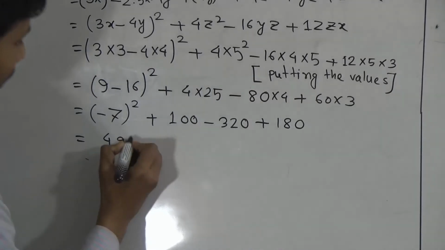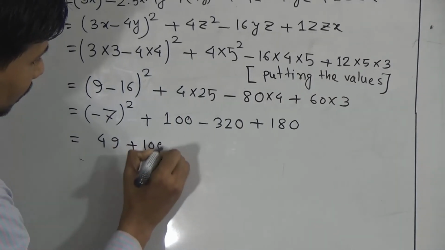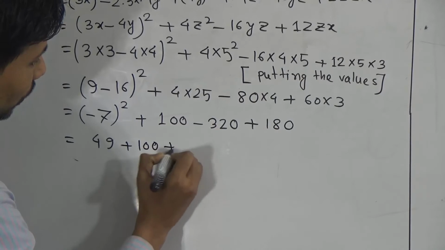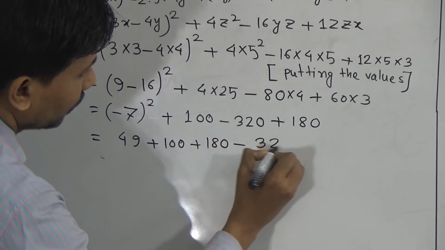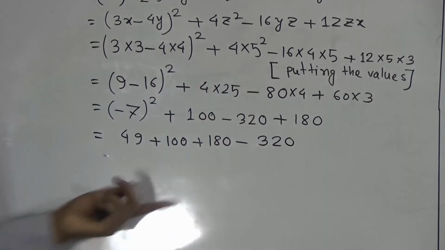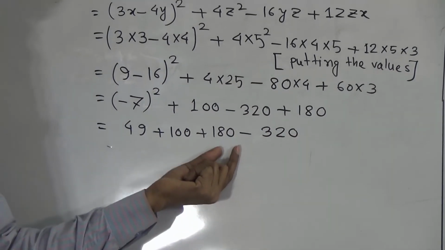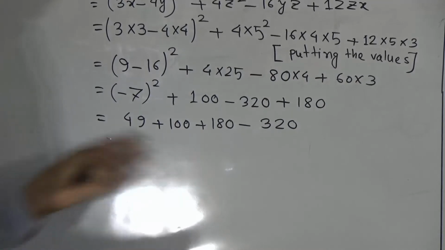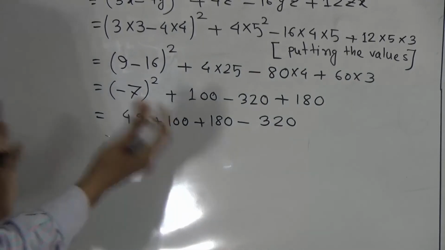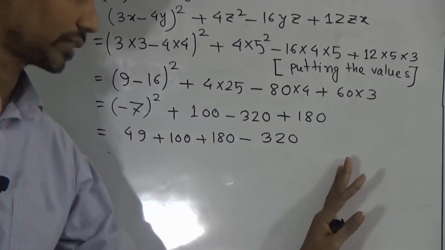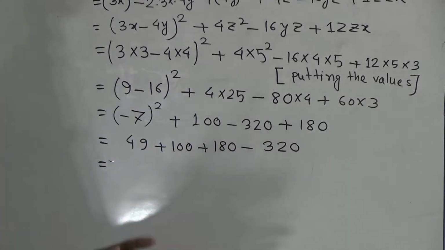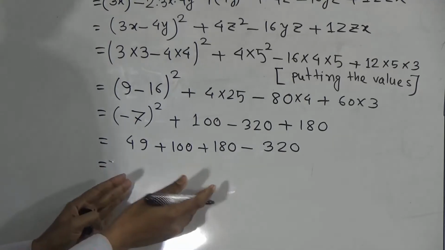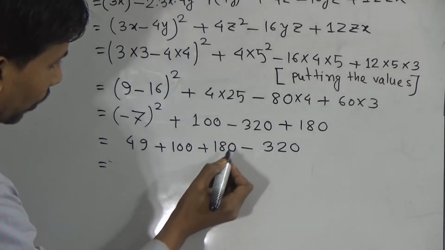Now this is plus 100, then 180, then minus 328. Look, I have arranged here all the positive numbers on the left side, and the negative numbers I have written on the right side. Okay. Look, now we know according to the BODMAS law we have to add first. So if we add this, what do I get?